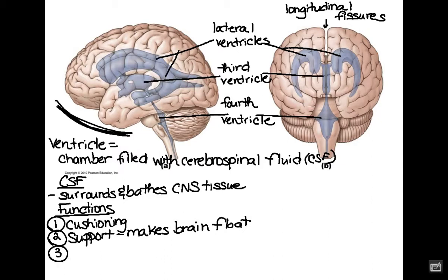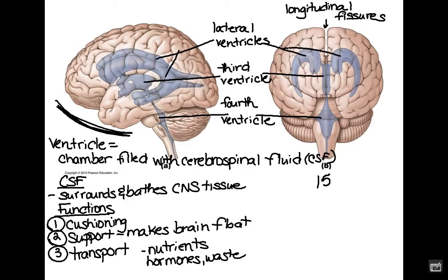The last thing that cerebrospinal fluid does is transport. And it transports things such as nutrients, hormones, and waste. Now, just to give you a little idea here about our cerebrospinal fluid, we have about 150 milliliters of volume in the ventricles and the spinal or the central canal.